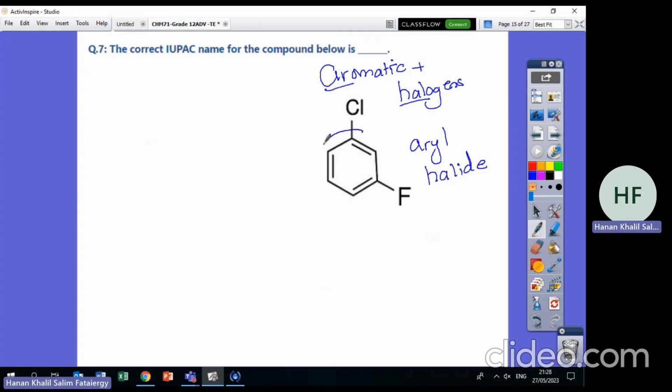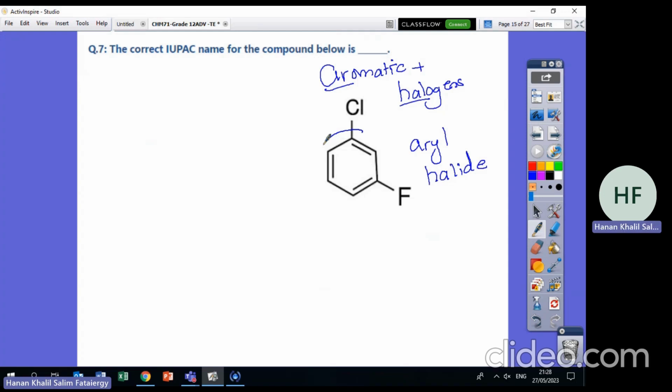Now, what is the name? This is the parent, and it is called benzene. Okay, I have branches. Where are my branches? At 1, I have chloro. And at 3, I have fluoro. And this is benzene.